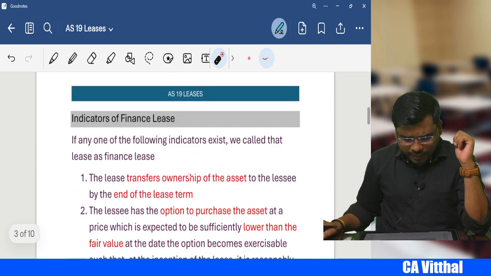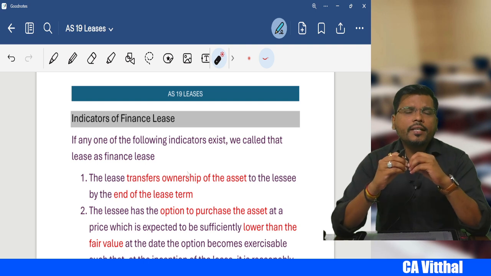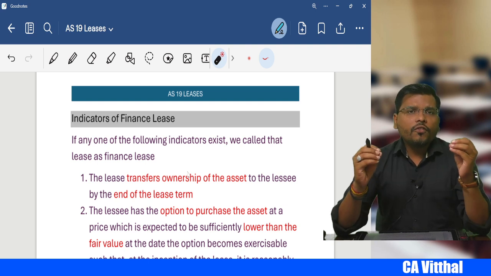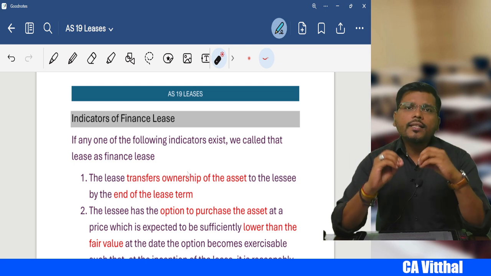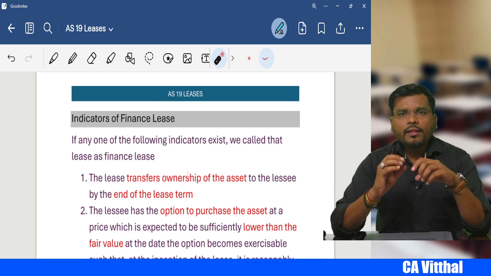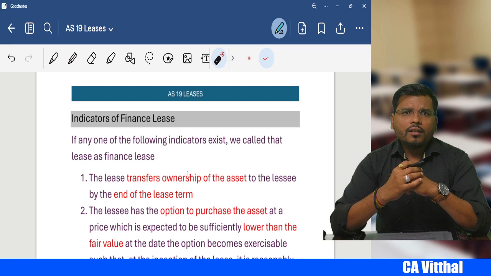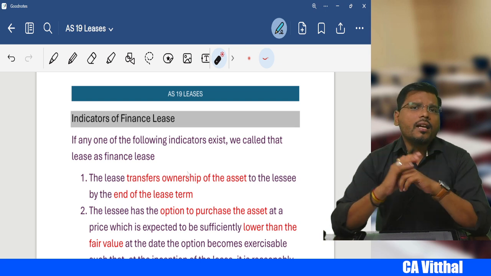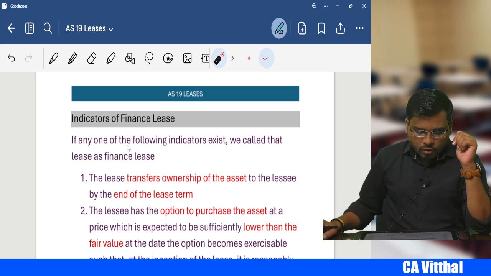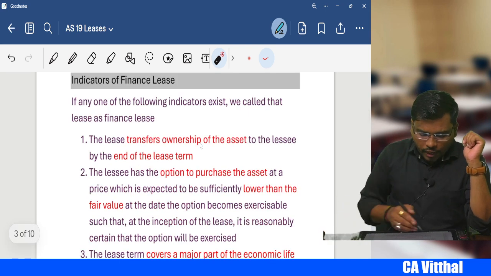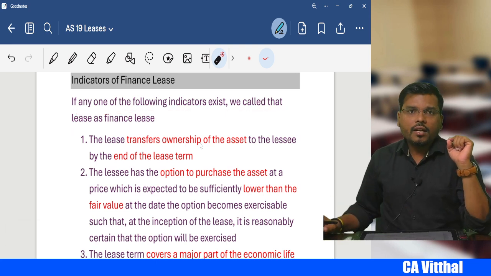Okay. Next, my dear students, there are indicators. Now you may ask me, sir, how to identify whether the lease is a finance lease or an operating lease? You told us that if substantially all the risk and reward are transferred, we call that lease a finance lease. But what are the indicators? Indicators mean those through which we can understand it is a finance lease. So there are a total of 5 indicators and there are 3 suggestions, right? So what are the indicators of a finance lease, sir? If any one of the following indicators exists, we call that lease a finance lease. Which are those indicators?